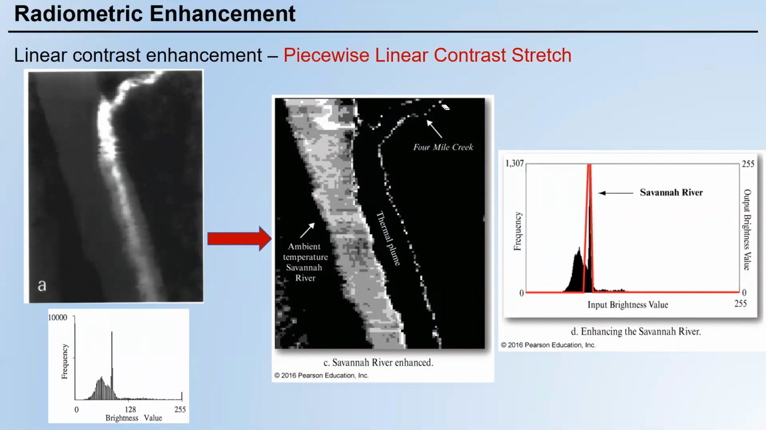And you can say some pixels escaped the enhancement here, right? So here we have some pixels with non-zero values, and you can consider them as a part of Savannah River. But the most important part is that the land in this image has been mostly filtered out, and this 4 Mile Creek has been filtered out mostly. So this is piecewise linear contrast stretch.